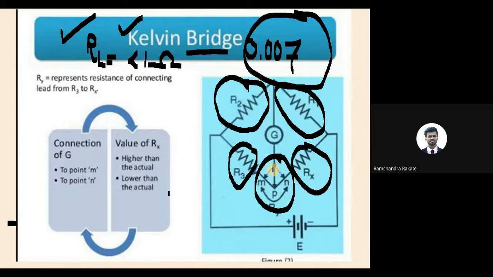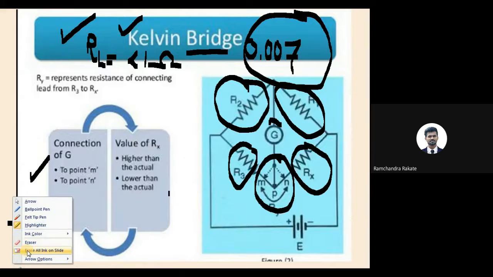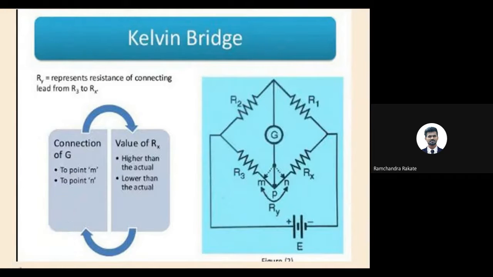Okay, so the basic operation of Kelvin bridge is to be understood from the basic construction and operation of Wheatstone bridge. This is nothing but just a modification, and we will see what that modification is for. What we have done is modified the connection of the galvanometer. We have connected the galvanometer, and we have added one point, that is point M.